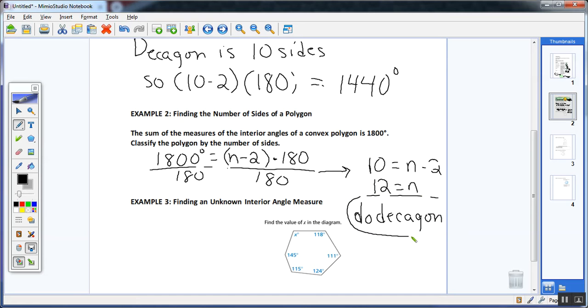A dodecagon. Decahedrons are 3-dimensional, like a ball. Okay, well, what do you guys think? Can you handle this? Yes, sir.